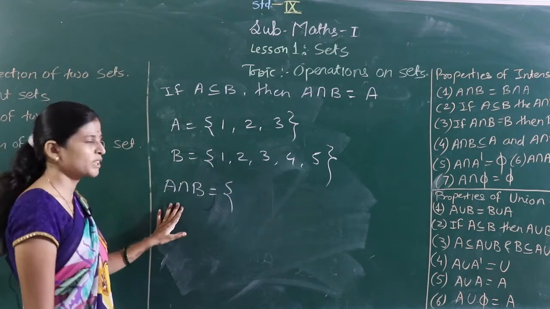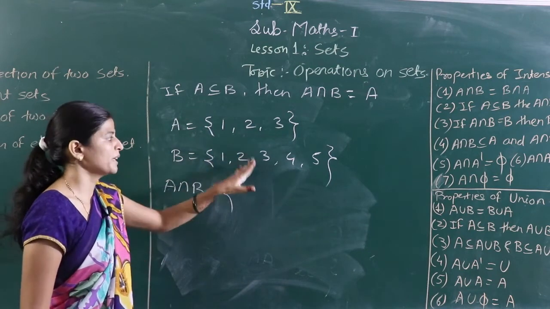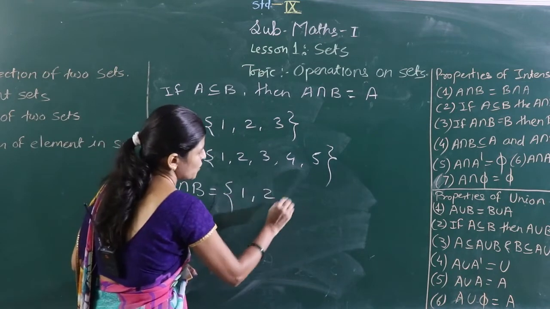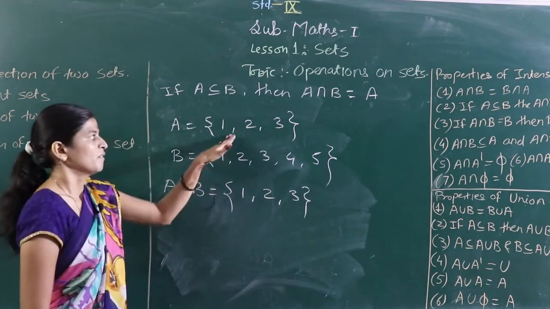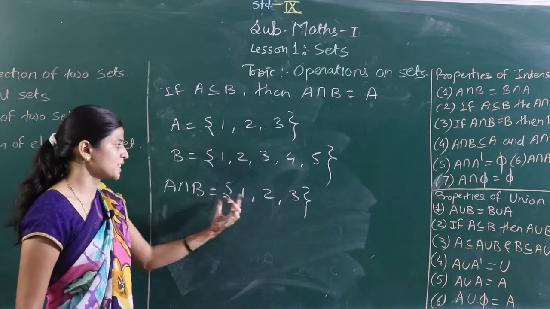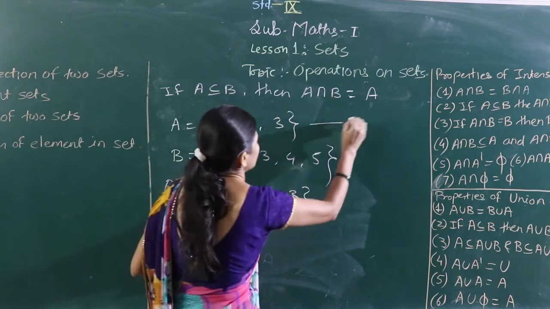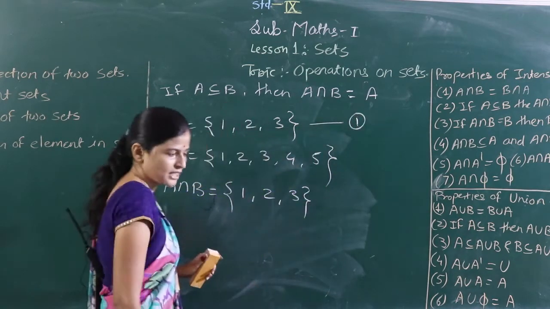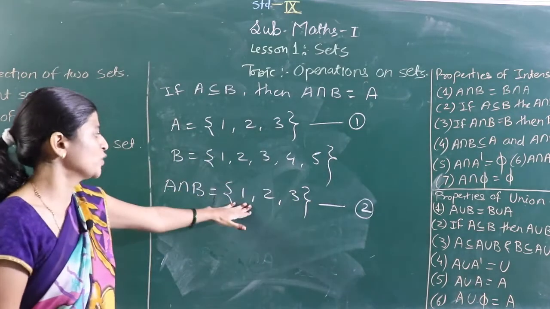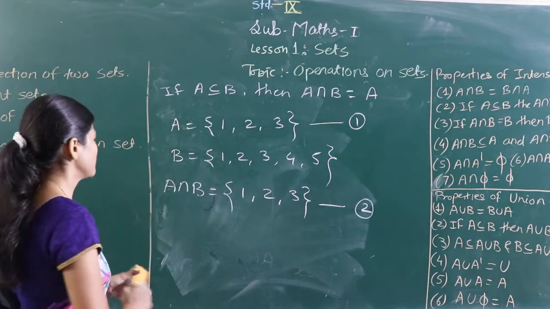And according to the definition of intersection, A intersection B is nothing but the common elements from both the sets. So what is common in both the sets? 1, 2 and 3. 1, 2 and 3 are common in both the sets, therefore A intersection B is nothing but the common elements, that is 1, 2 and 3. Suppose we take this set equation as 1 and here equation 2. Now from 1 and 2 what do we get? The right hand side of both the equations is the same.